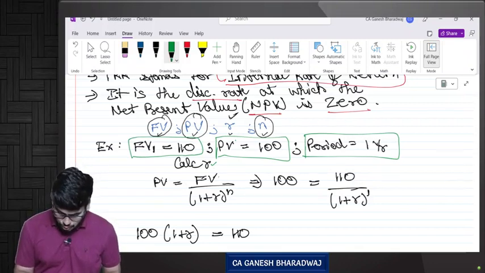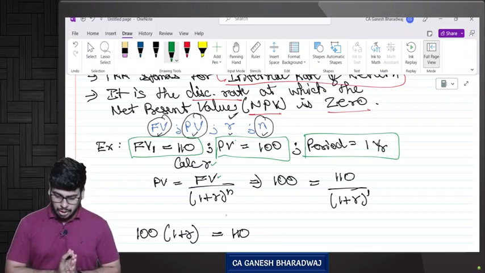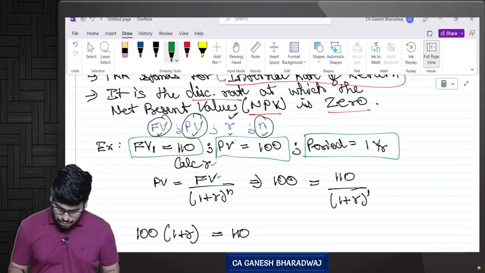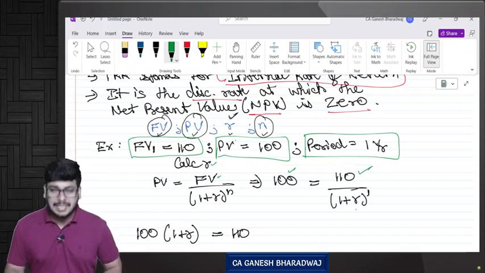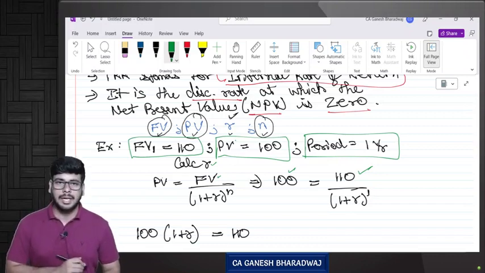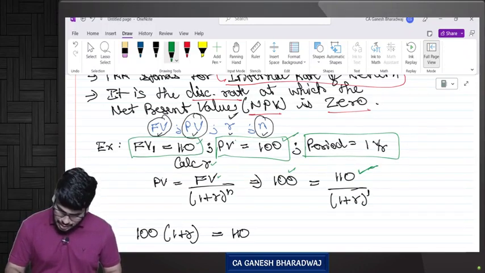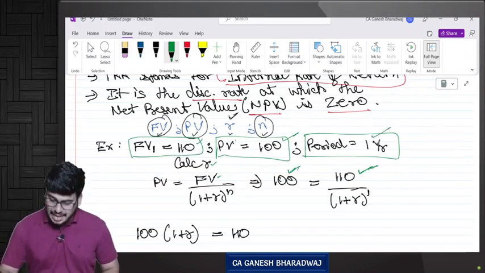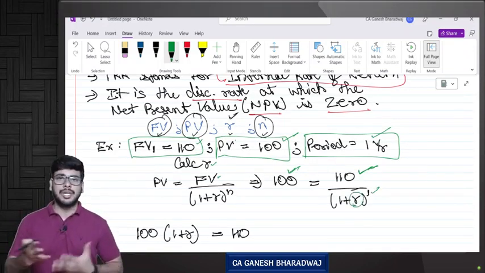Present value is equal to future value divided by (1 plus R) the whole power N. Correct or not? So you just populate the figures here. Present value is 100. Future value is 110, divided by (1 plus R), what is R? That's what we need to find out, the whole power 1, N is equal to 1. So we have populated the future value, the present value, and the period N. R alone we need to calculate. This is like a missing figure.